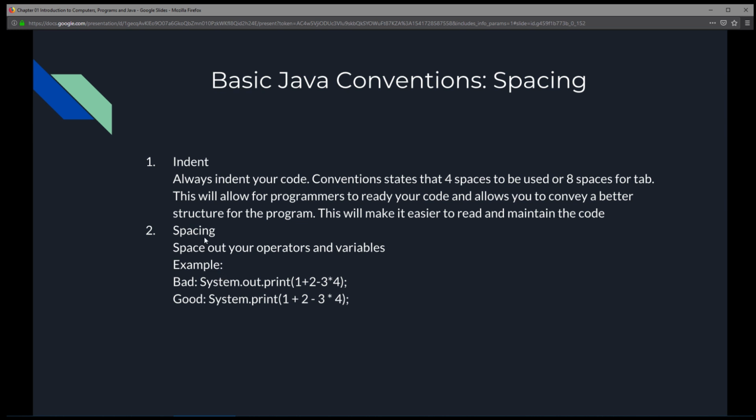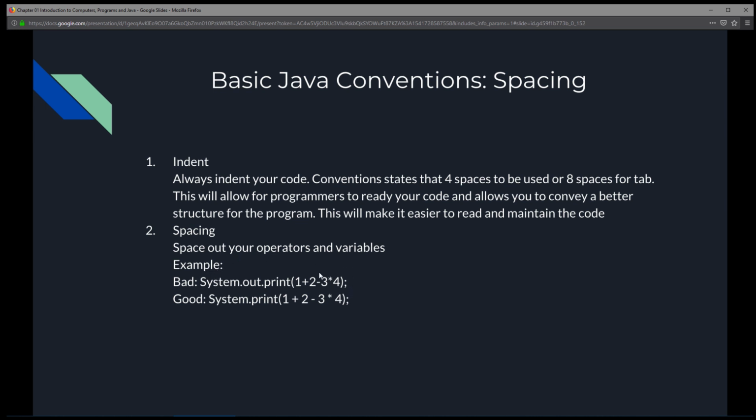Now, when I say spacing, what do I mean? Well, for example, right here, the bad thing to do is clump up this number, this integer, with this operator. This plus sign is an operator, right? This 2, this minus operator, this 3, this multiplication operator, and this 4.